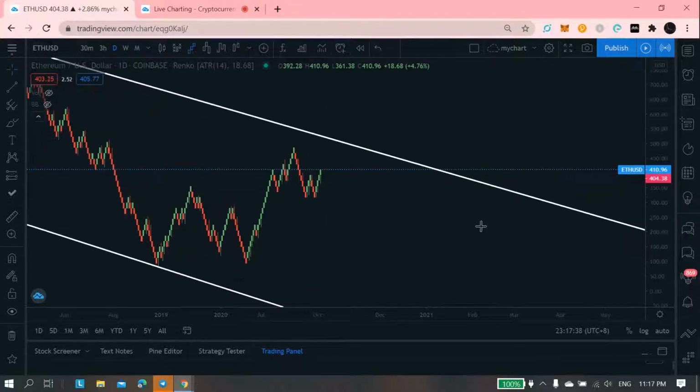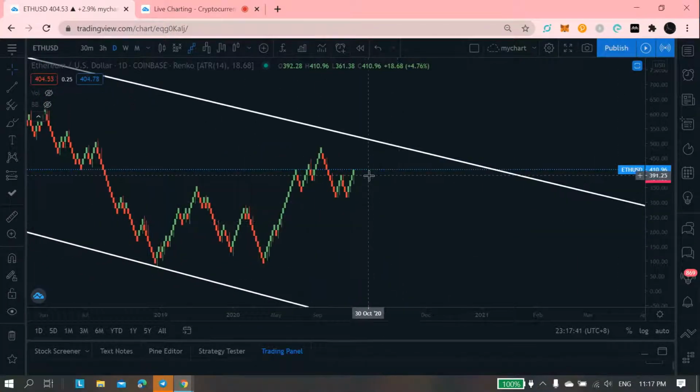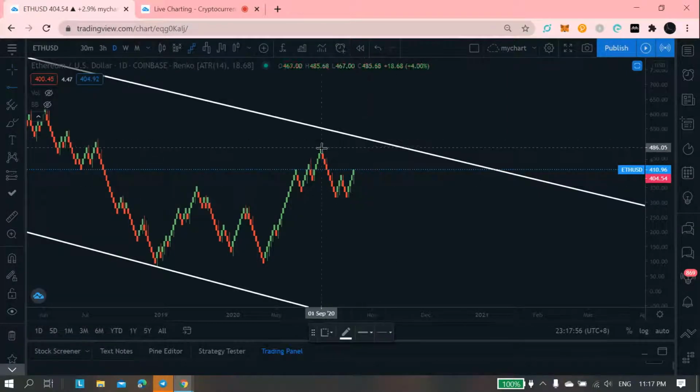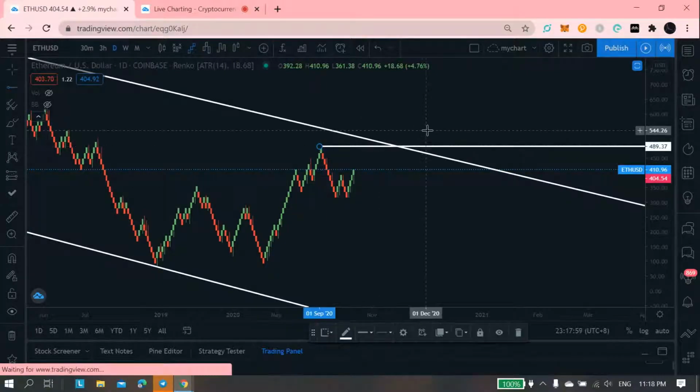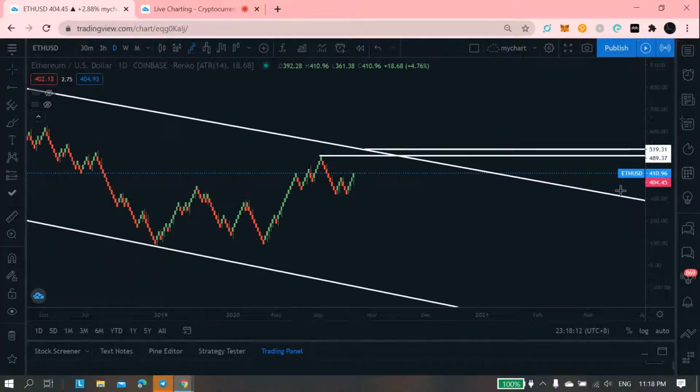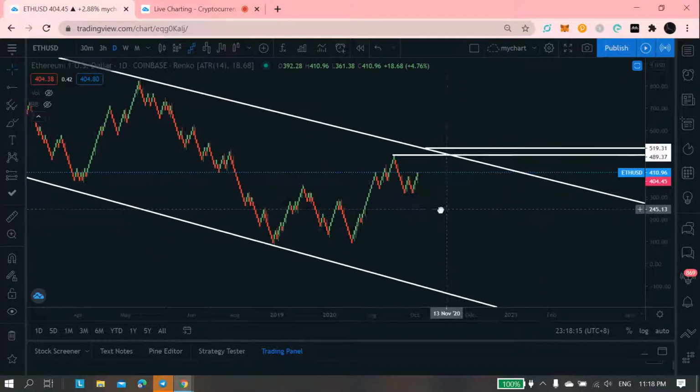For the cut loss area, I normally use the Renko chart as a possible cut loss or stop loss, and then my target. Currently my target is to retest, first of all, this 485. Yeah, that's 485, and then could possibly trade around the 500 area or more than 500.